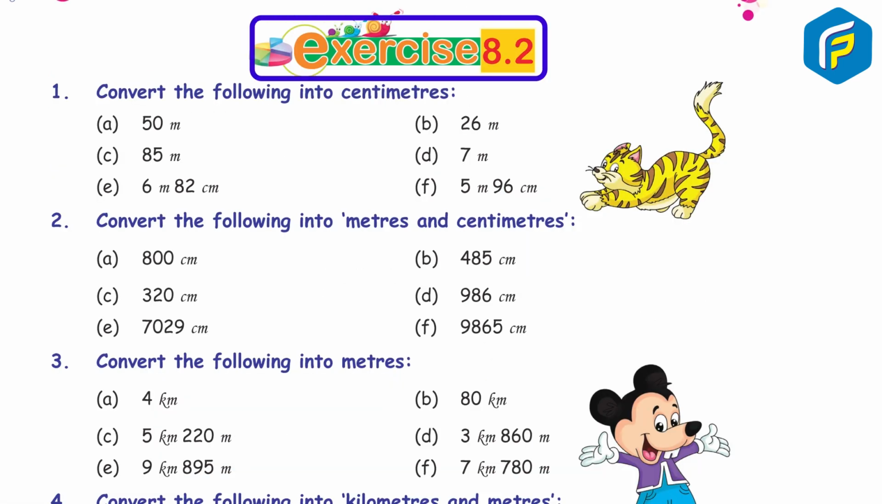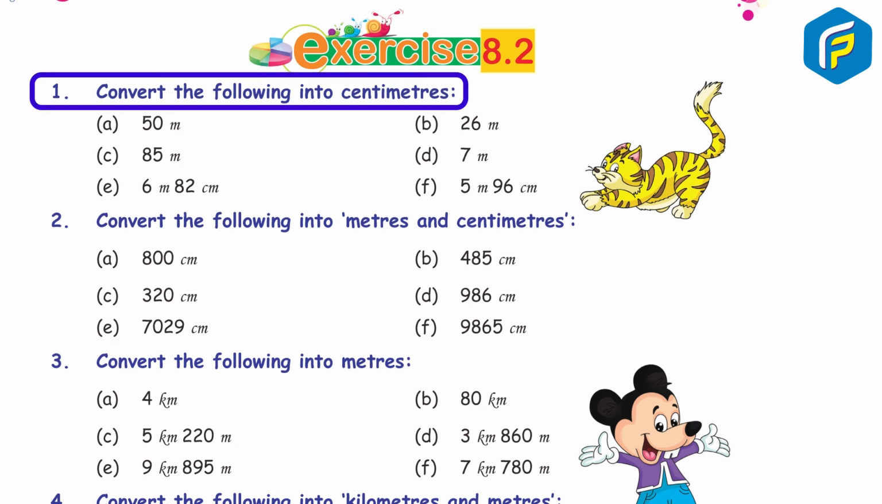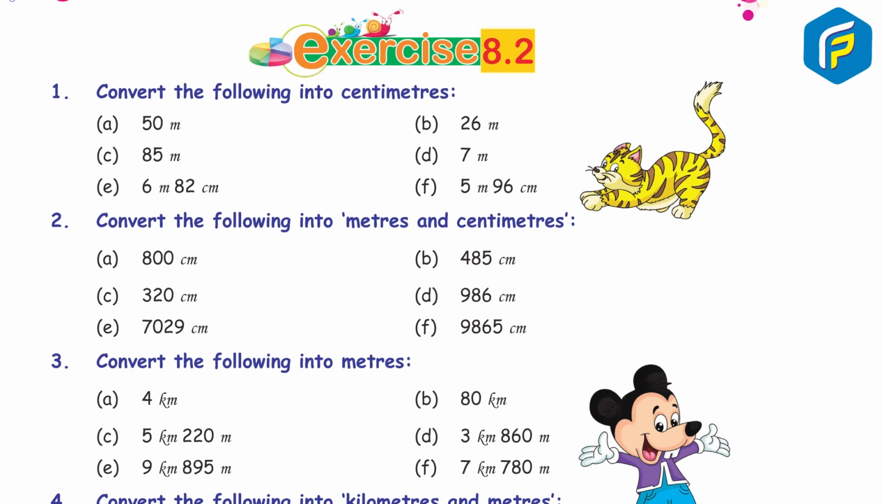Exercise 8.2. Question 1. Convert the following into centimeters. A. 50 meter: 5000 centimeter. B. 26 meter: 2600 centimeter. C. 85 meter: 8500 centimeter. D. 7 meter: 700 centimeter. E. 6 meter 82 centimeter: 682 centimeter.